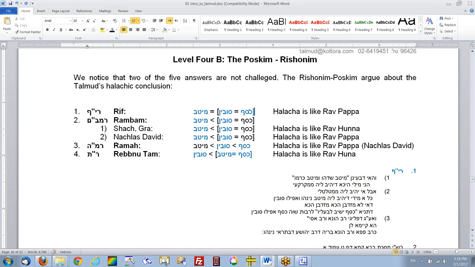Kesef and Subin are equal, and they're both equal to Meitav, and then the halacha is like Rav Papa. So the way he learns Rav Papa, if you remember, the question of Abaye was, how can the Torah demand the best of your land, and when you give Metalton, you give absolutely the worst. So he showed us how Subin, or Metalton, is really called Meitav also. So you're really giving Meitav.